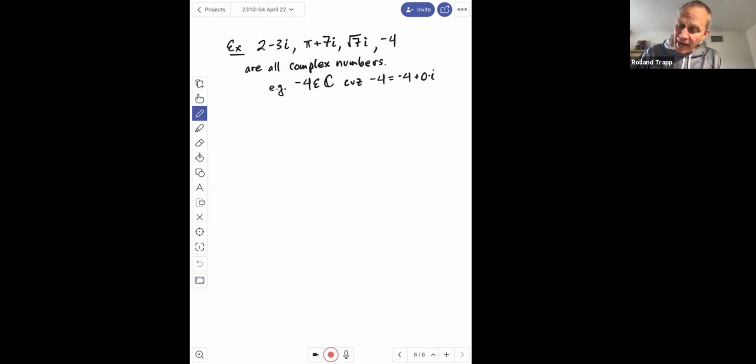Now we're going to talk about arithmetic. So that's what a complex number is: I have to be able to write it as a plus bi. I want to talk about arithmetic with complex numbers.